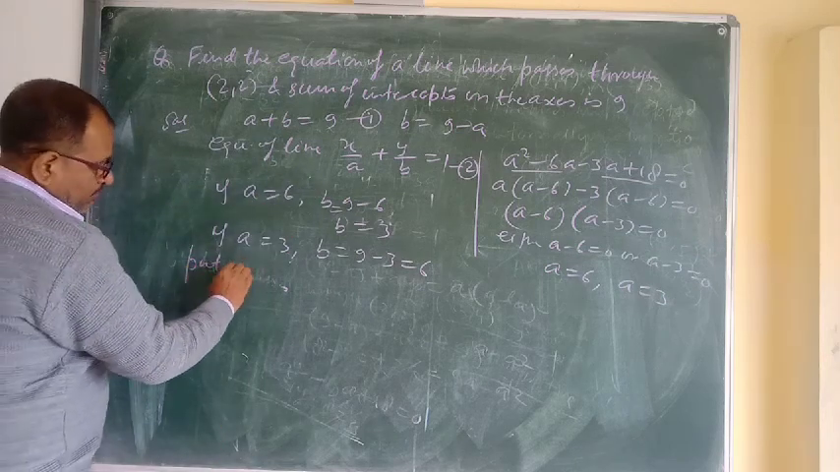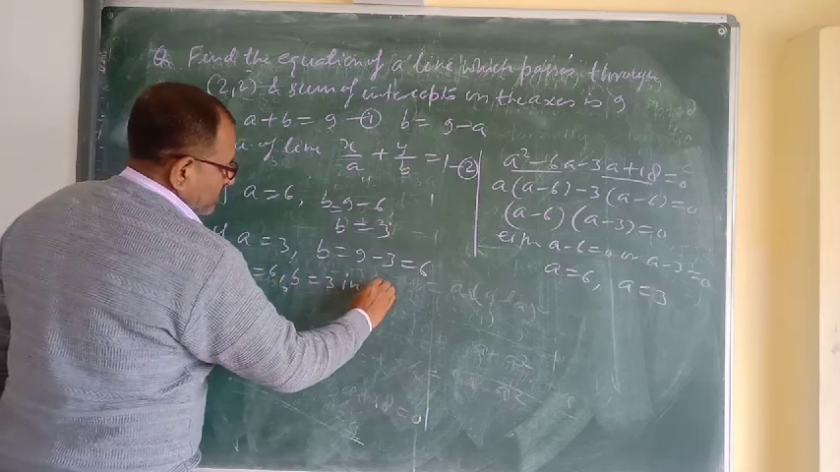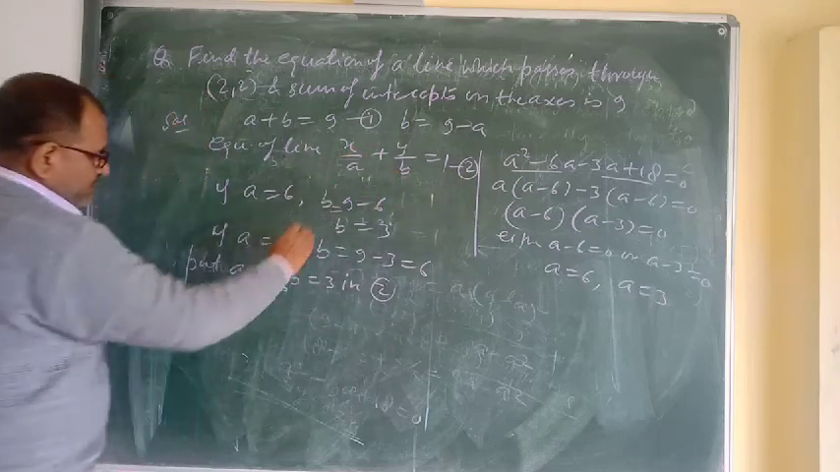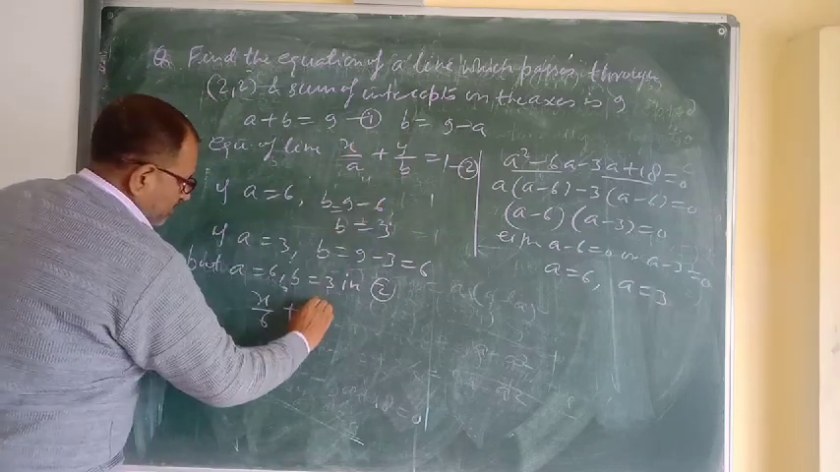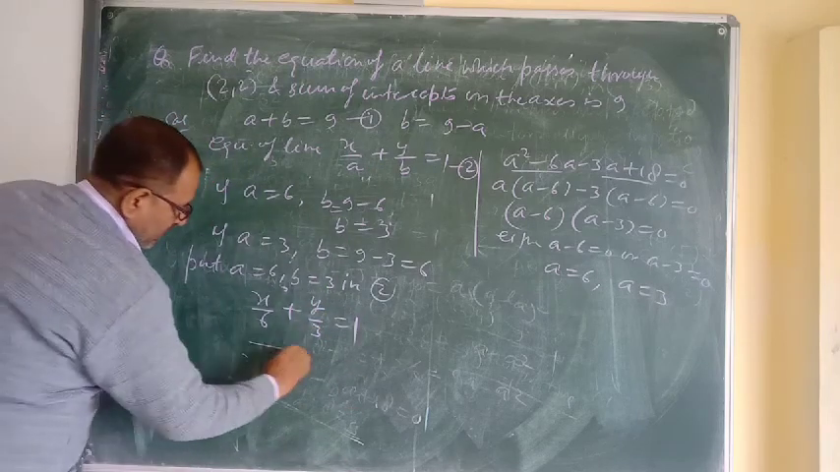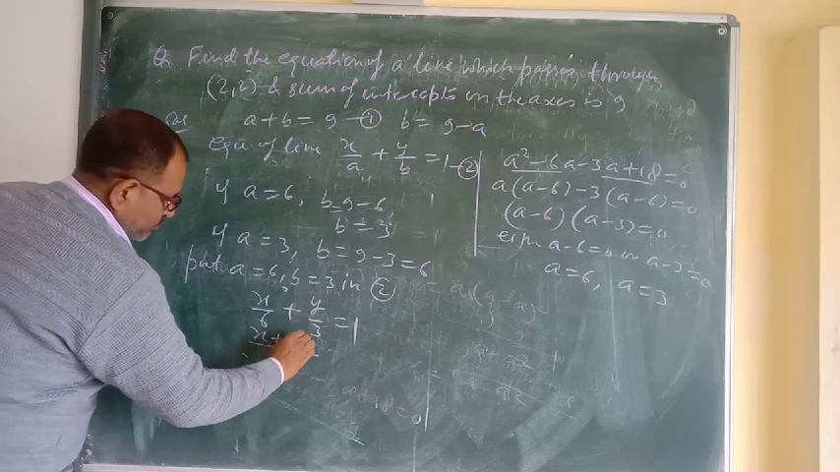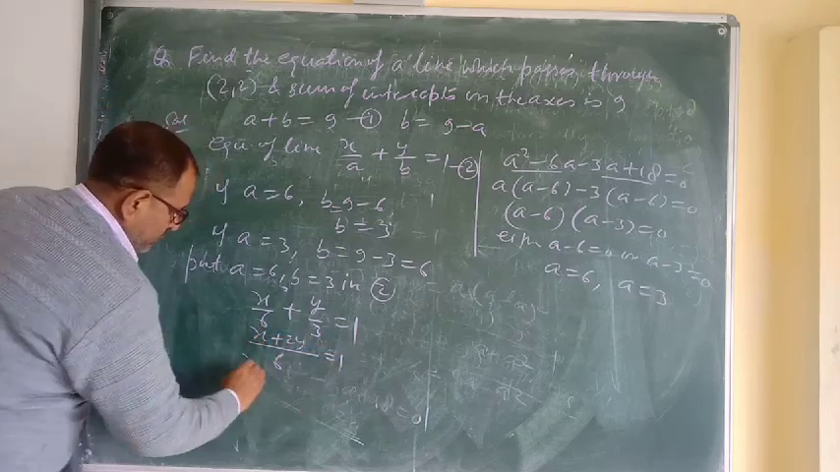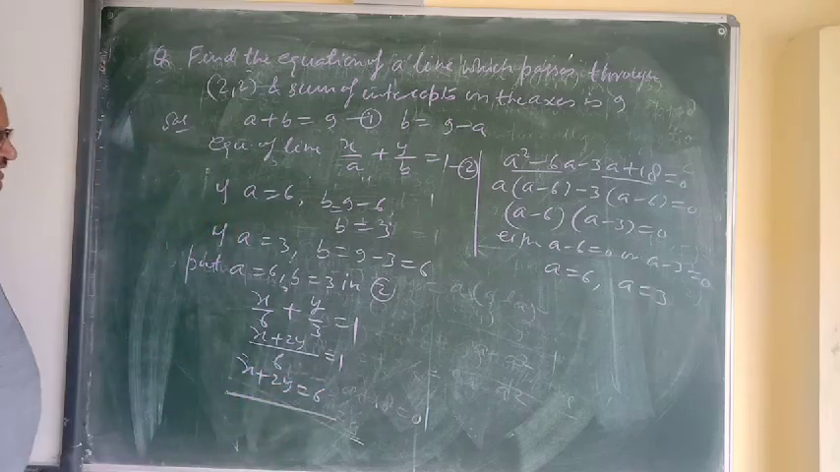First put a is equal to 6, b is equal to 3 in the second equation. So x upon 6 plus y upon 3 is equal to 1. LCM is 6: x plus 2y, cross multiply, x plus 2y is equal to 6. One equation is this.